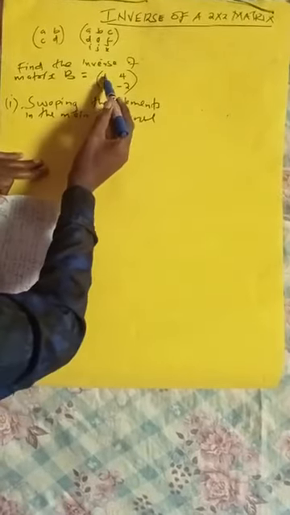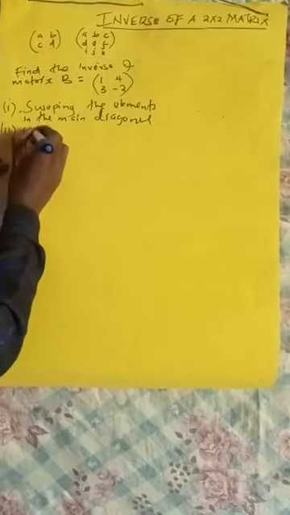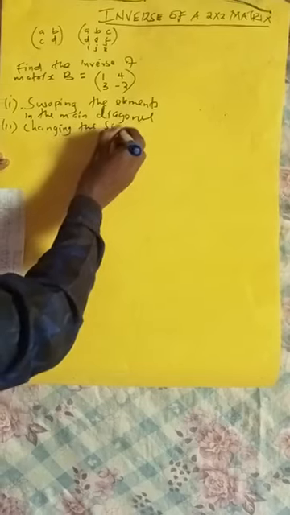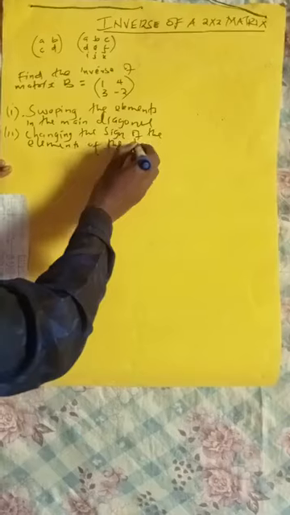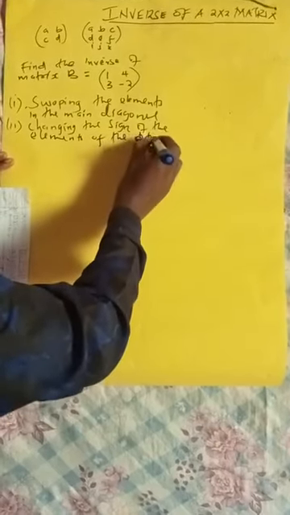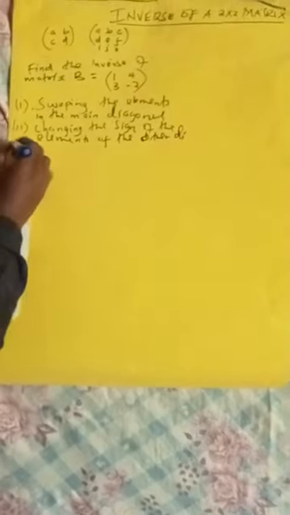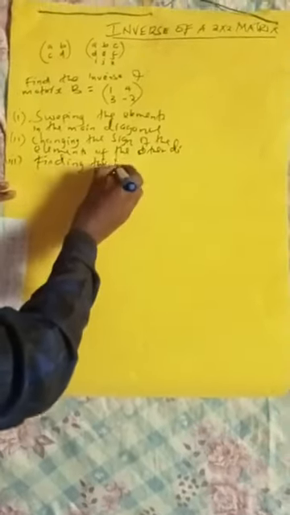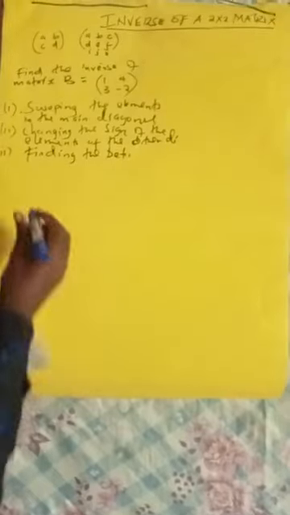So instead of starting with 1 here, we will start with -2. Then number 2, changing the sign of the elements of the other diagonal. Number 3, finding the determinant, the det. So those are the 3 procedures that will help us. So let's go straight away.